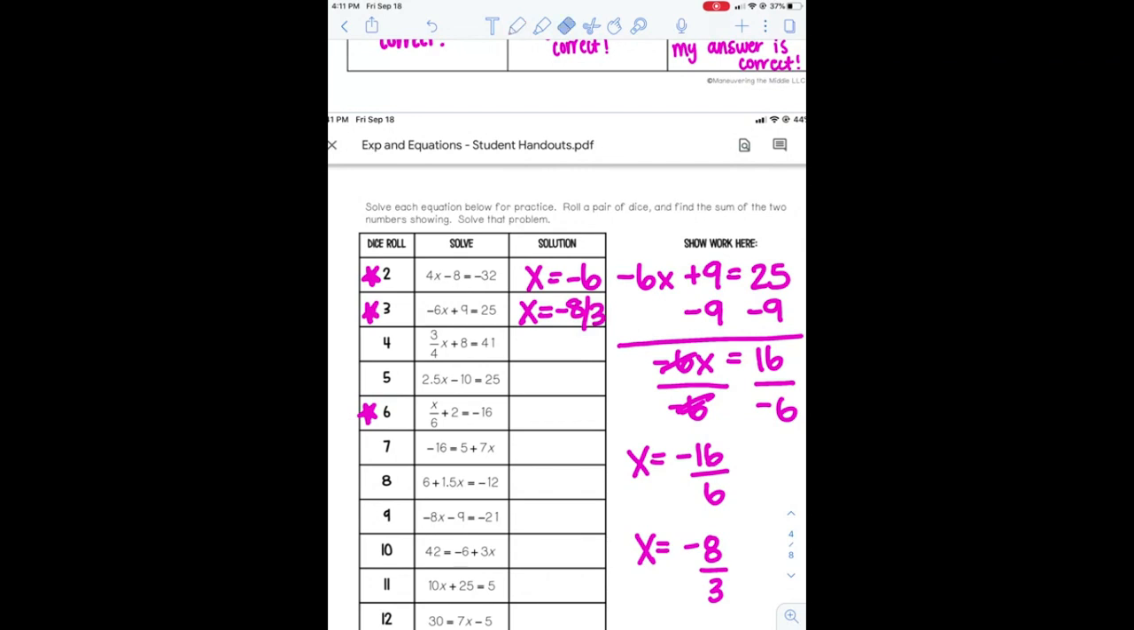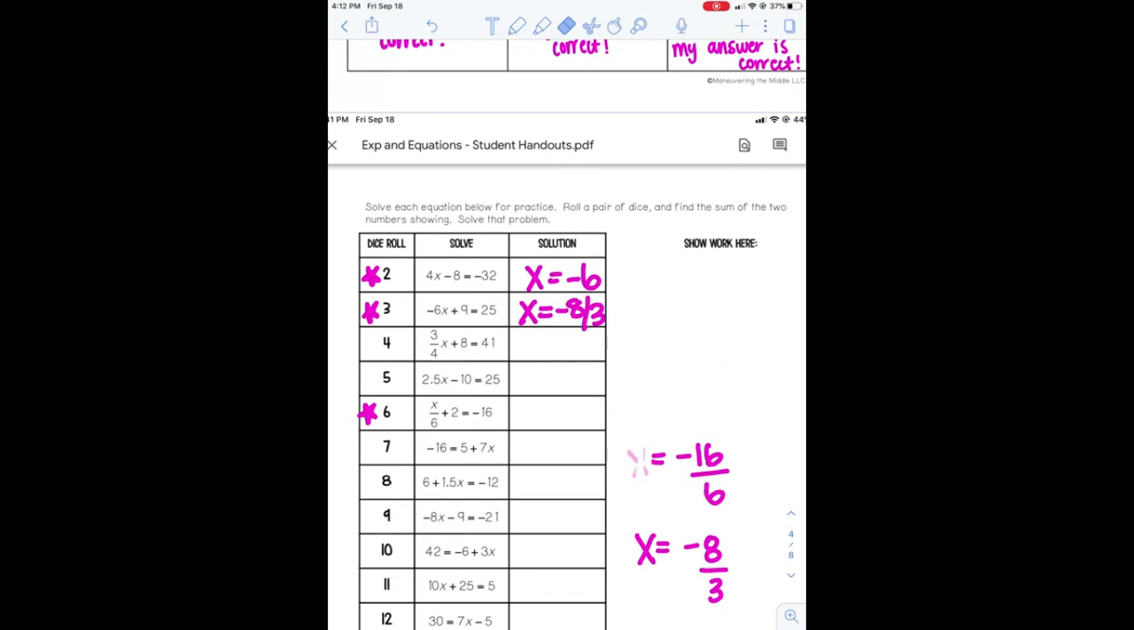And lastly, I've got number 6, where I've got x divided by 6 plus 2 equals negative 16. So I really want you all to be comfortable with these because I know the way that it's written as a fraction might trip some people up. So really pay attention to how I do these, okay? Because they're important. You will see a lot like this.